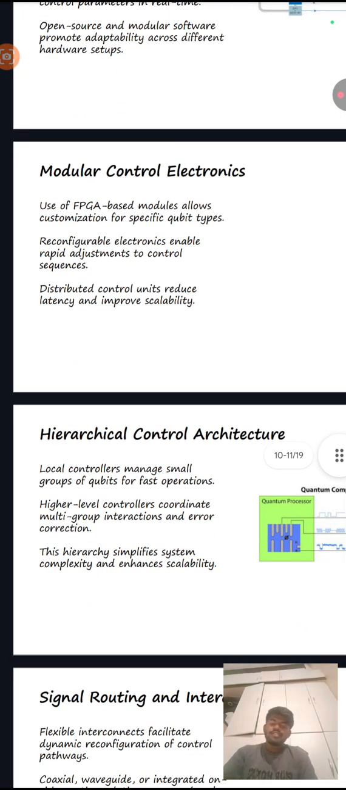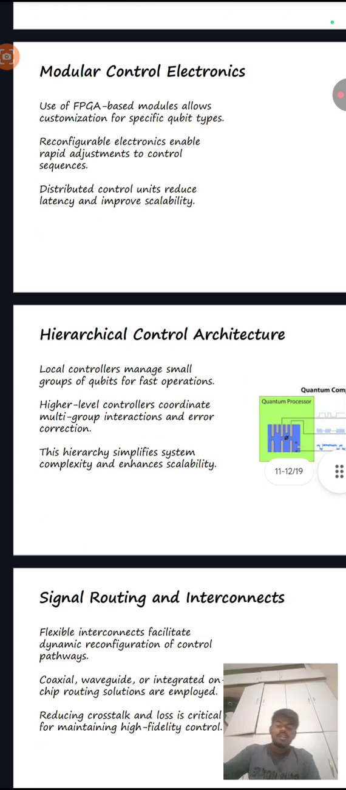Hierarchical control architecture. Local controllers manage small groups of qubits for fast operations. Higher level controllers coordinate multi-group interactions and error correction. This hierarchy simplifies system complexity and enhances scalability.